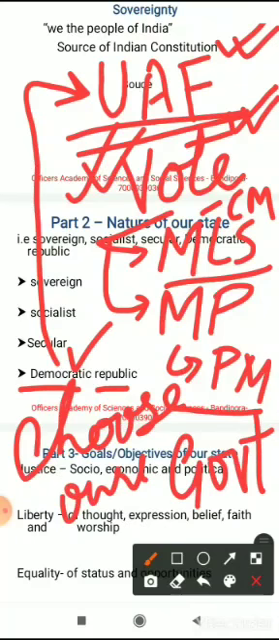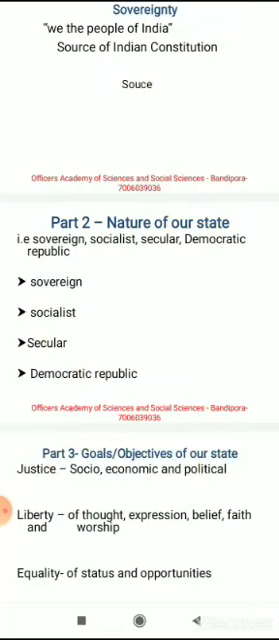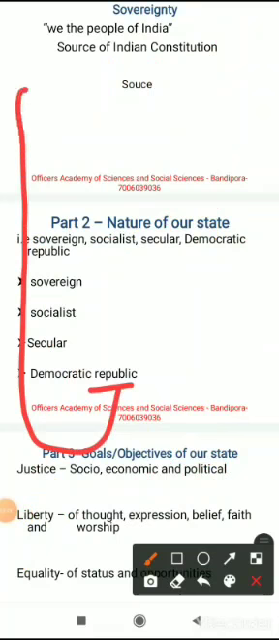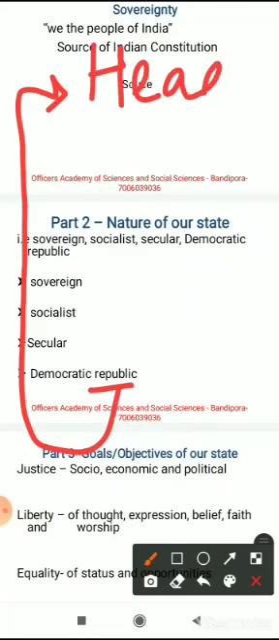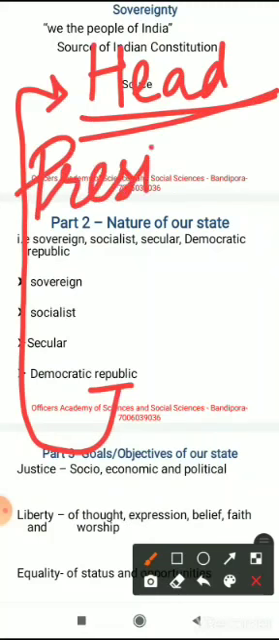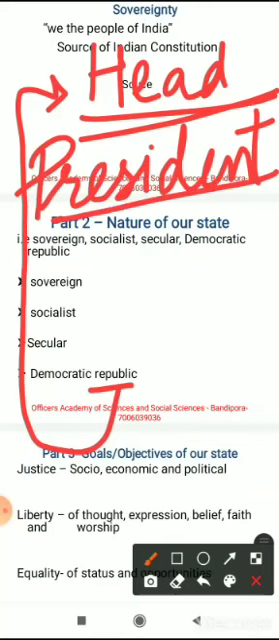Now the second part is republic. What is the meaning of republic? Republic means that the head of our state, the head of our country, is the nominal head, that is the president. It says that the head of our country is elected through the people.